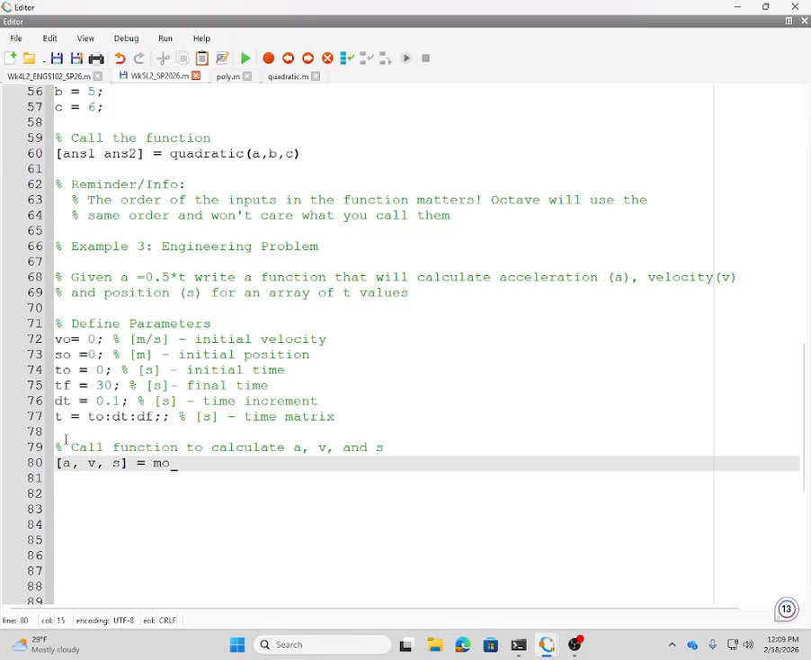So then you need a motion function, right? Which you haven't started yet. And then what would you like to put?